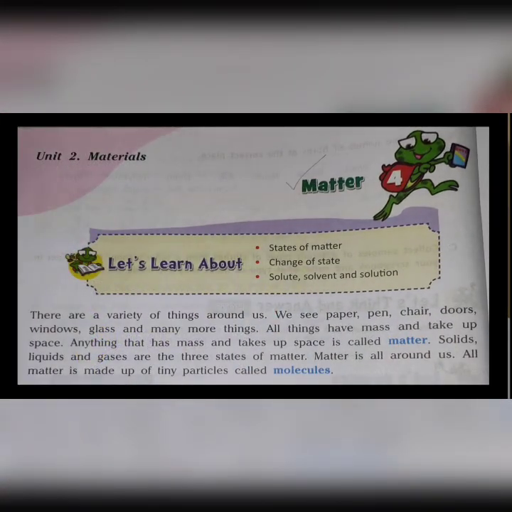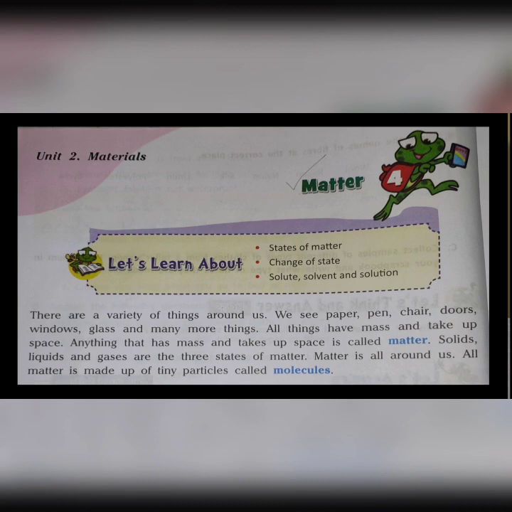First we are going to start with chapter 4, matter. All the topics of this chapter are important for this term. You have to study the whole chapter of matter. Chapter number 4. From this chapter we learned about the states of matter, change of state, and also about solute, solvent and solution. So what is matter?